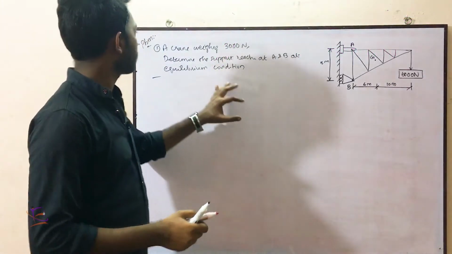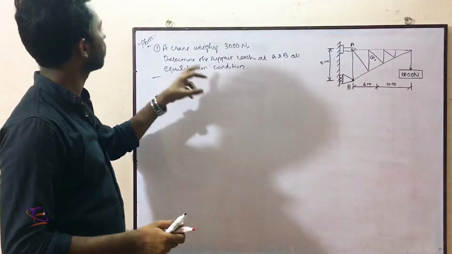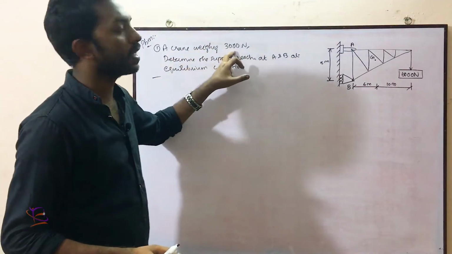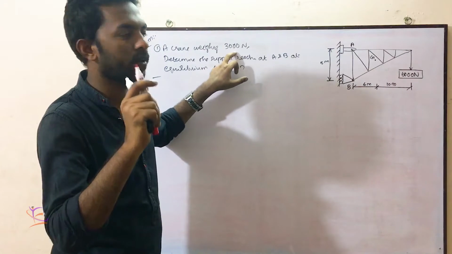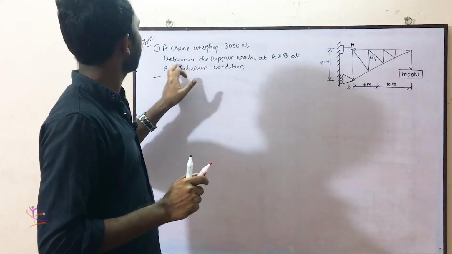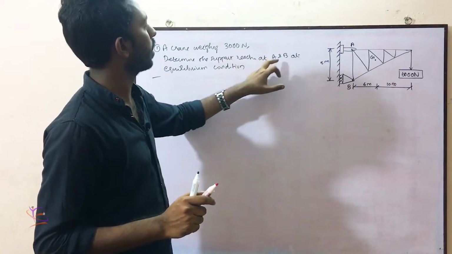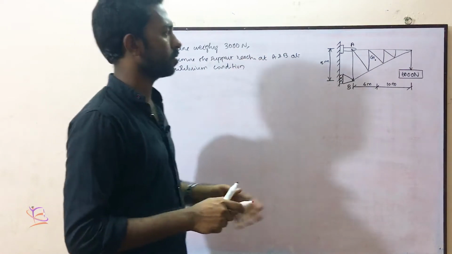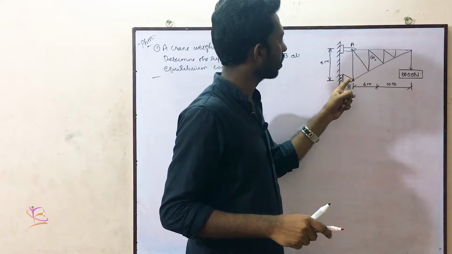First of all, we are going to discuss the basic problem here. A grain is weighing 3000 newtons. So the self weight of this particular grain is given as 3000 newton. Determine the support reactions at A and B at equilibrium condition. You see the diagram. So A and B is here.